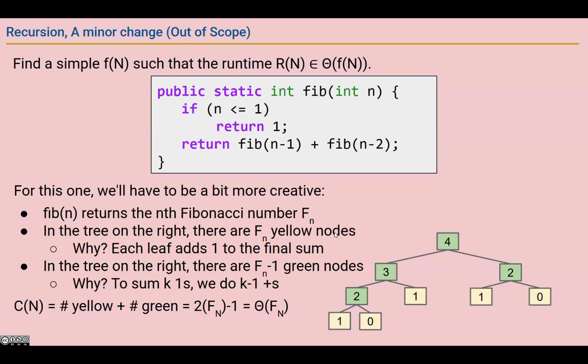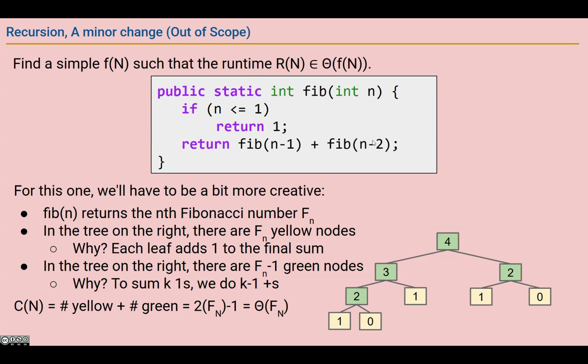In fact, this is out of scope. This level of math is really difficult. You are correct that it is Fibonacci time. And the reasoning why is because if you look at this total tree, there's Fn total number of yellow nodes, these leaves, because each one contributes 1 to the final sum. And there's Fn minus 1 of these green nodes, because each one combines 2 small items together. Overall, you end up getting theta of Fn, where F is the Fibonacci sequence. So the theta of the nth Fibonacci number.